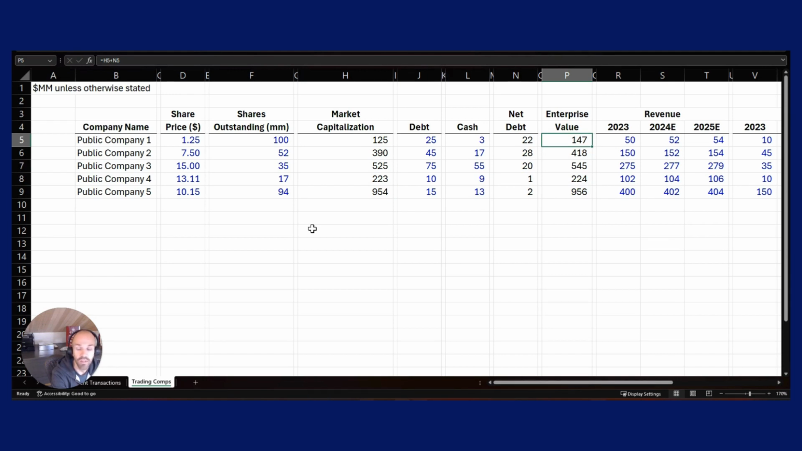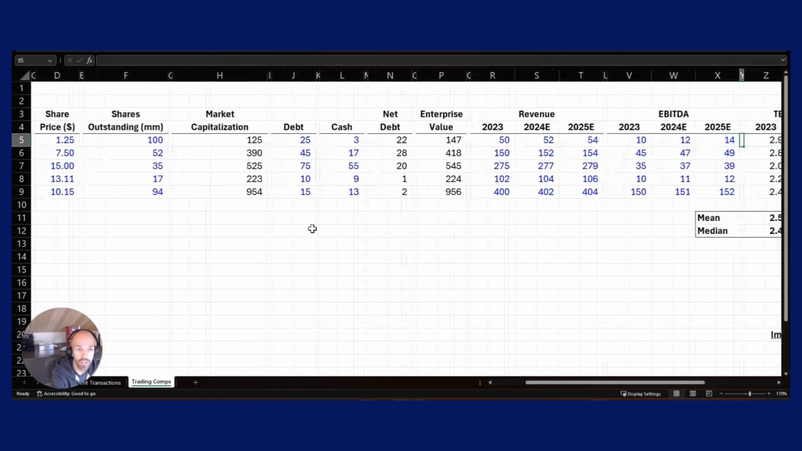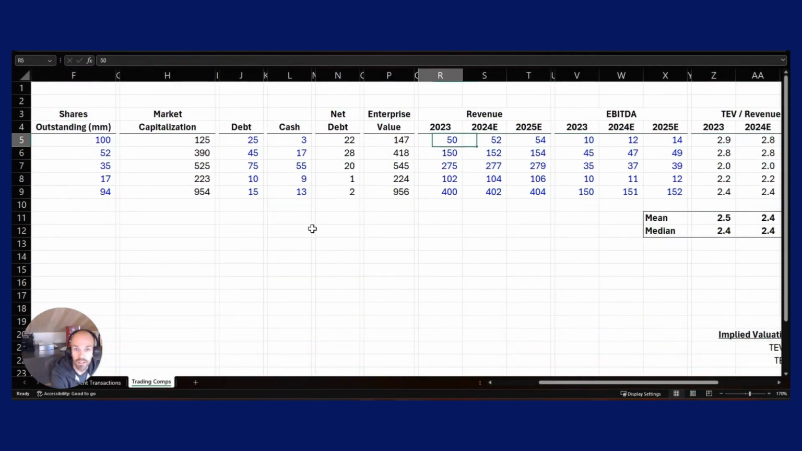Then we look at that relative to things like revenue and EBITDA, which we've done here. Typically when we're looking at trading comps, we look at multiple years. So we might have an actual, like 2023, which is an actual. You could have last 12 months if it's publicly disclosed, and then you would have some forward projections, so estimates from research analysts that are used to come up with numbers for the future.